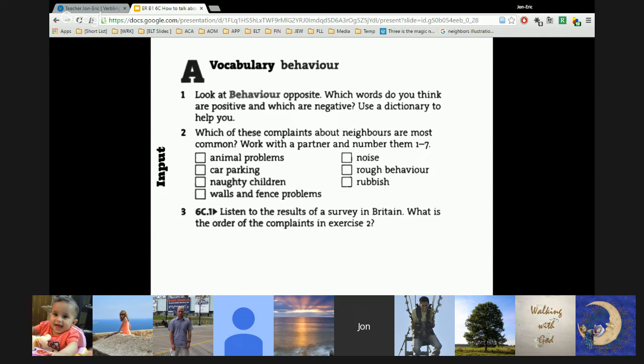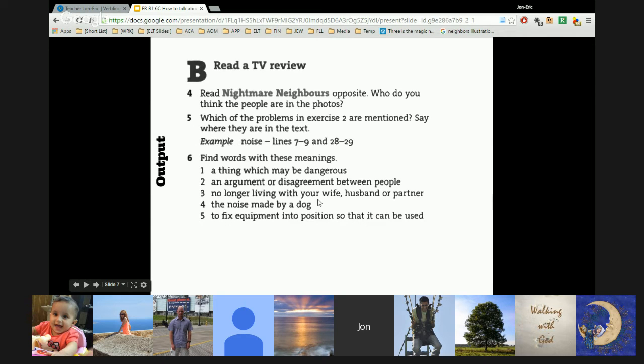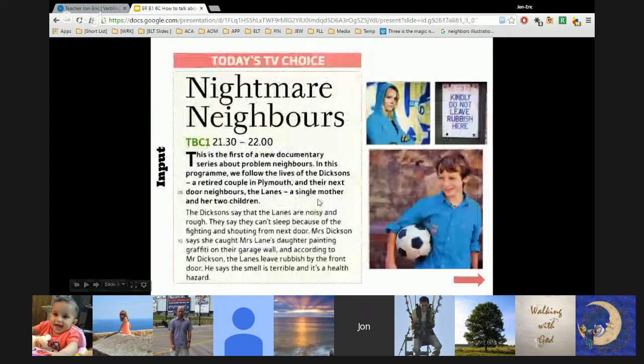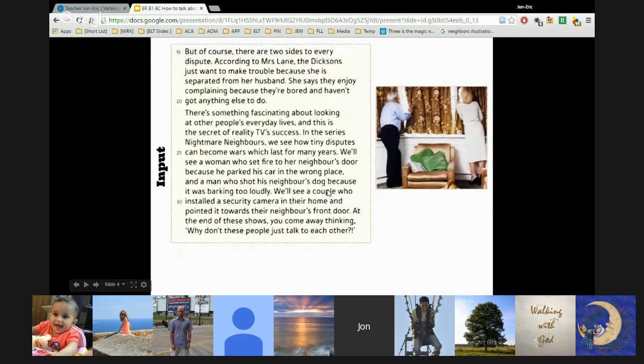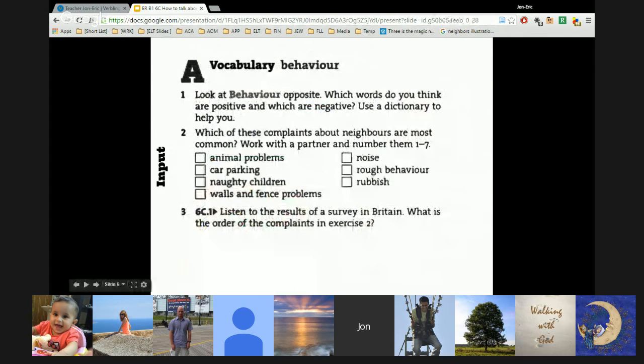So, we've talked a little bit about problems with neighbors. I want you to listen to the results of a survey in Britain. Listen to the order that they put this in for a minute. We're going to just listen and talk about this, and then I'm going to have you read a little article. It's very, very short. What we're going to do is pick out language for behavior, language that you can use to describe your neighbors and situations that have happened to you. It's going to be here on slide 3. But first, let's do a little bit of listening, okay?